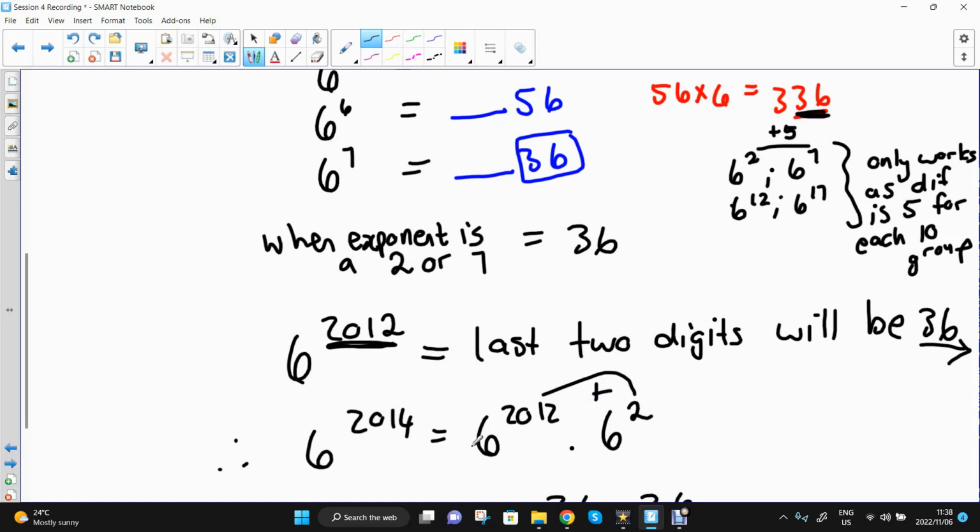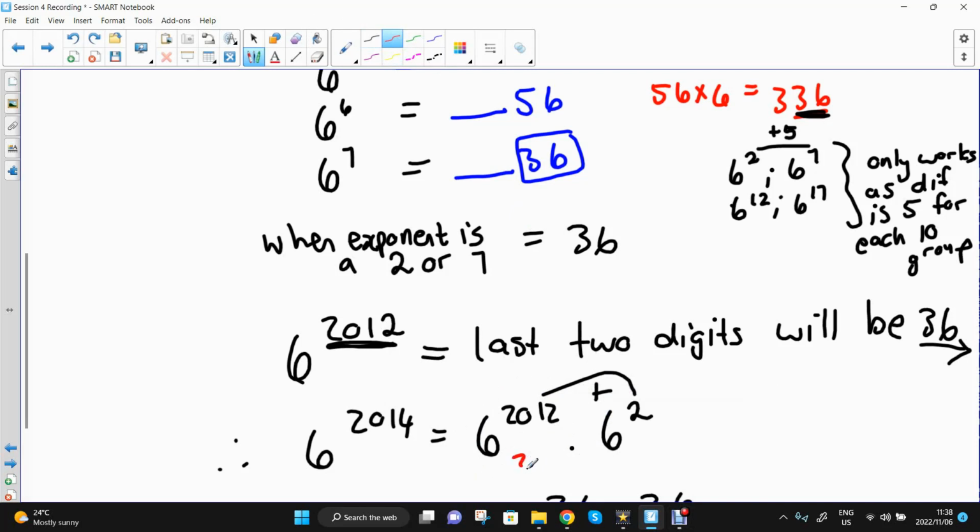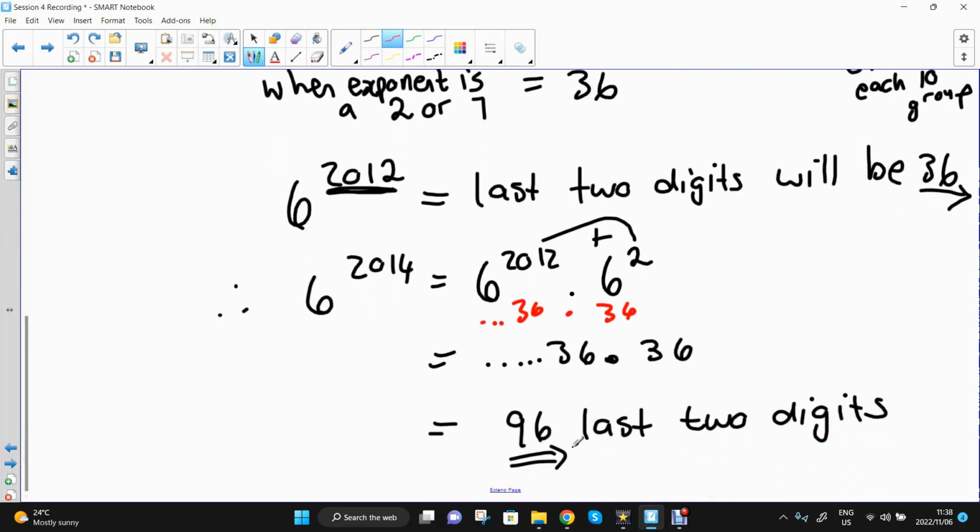And we know that the last 2 digits here is going to be 36. Let's just put that in. So that's going to be 36, the last 2 digits. And we know that 6 squared is 36. And if we times 36 with 36, the last 2 digits there is going to be 96. So the trick with this is to go and find a pattern. Find a repeat for what you are looking at, and then go and find a pattern on how to get to your final answer.